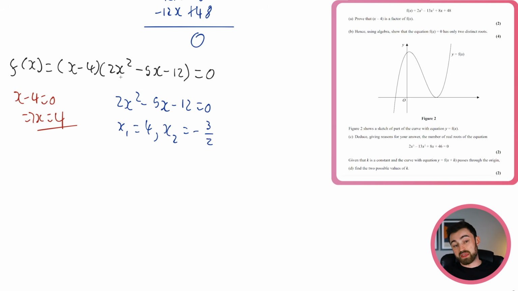So it's not the fact that that has one distinct root, it's that it's got two distinct roots, but then one of them is the same as that one. So in total, my x values are just going to be 4 and minus 3 over 2. Cool, so there's a couple of different ways that can happen there.